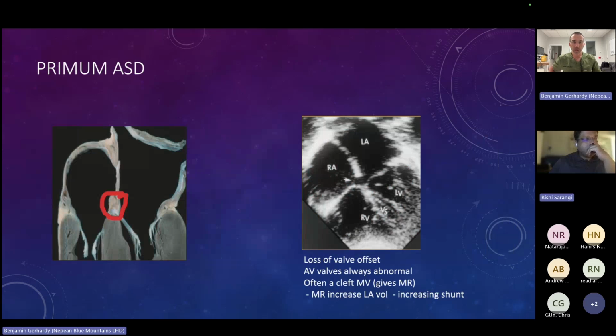Just a very quick one though about a primum ASD, because this is something that is a little bit more boutique. So where I'm marked on the image on the left there, that's the portion of the interventricular septum. And sorry, the box should be down a bit. It's down here. My images are moved. This is our right heart. This is our left heart.